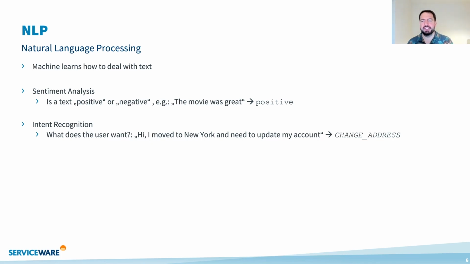Another example would be intent recognition, where you try to figure out what the user wants. Let's say somebody writes, hey, I moved to New York and need to update my account. Therefore, you know he wants to change his address, and you maybe want to guide him to the change address process.